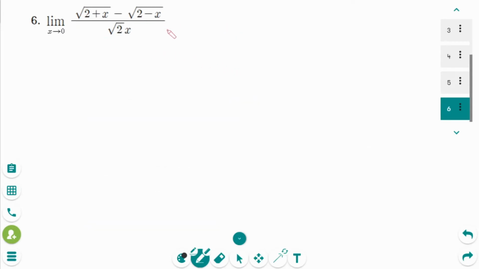The next question is this one. When 0 is plugged into x, you get the 0 over 0 form with a square root. We need to multiply the conjugate of the numerator on both sides. So times square root of 2 plus x plus square root of 2 minus x over square root of 2 plus x plus square root of 2 minus x. So the numerator is in the a minus b and a plus b form. When we expand, it's a squared minus b squared form.